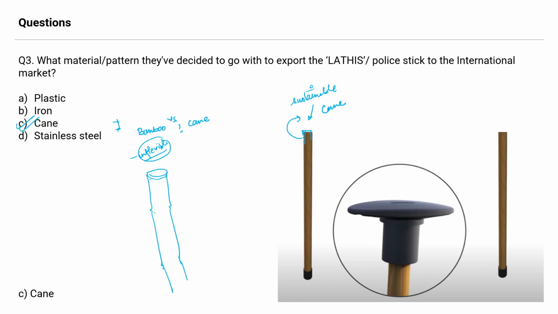I'll just draw a very quick sketch. I guess cane would be more flexible than bamboo. Okay, okay, okay. Let us look at these things and we'll be able to answer it.